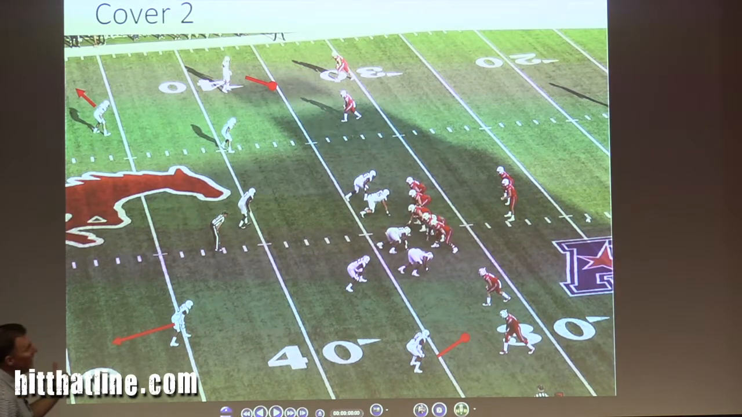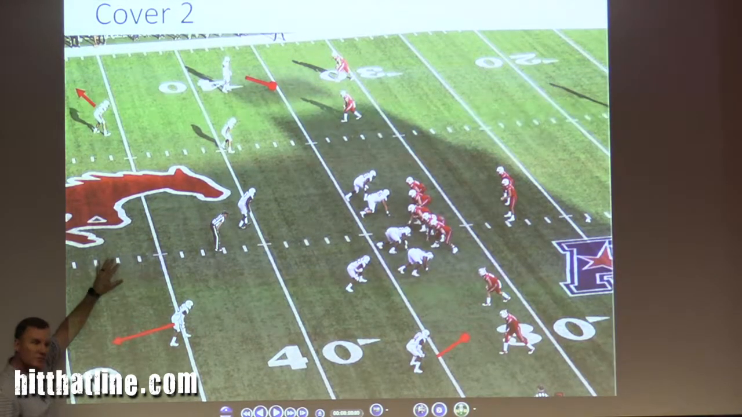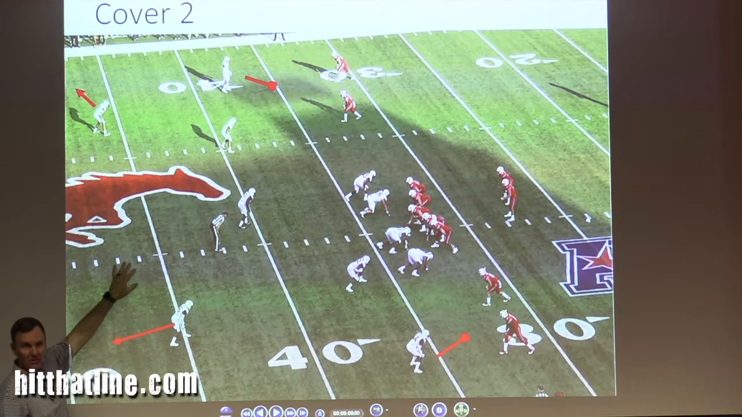So where do you want to attack this? If y'all were going to scheme this, where would you want to attack? In the middle of the field. You want to run the football. You see a lot of people that run cover 2. We'll get a lot of 0 and 1 in this league, but you see some people that run cover 2.